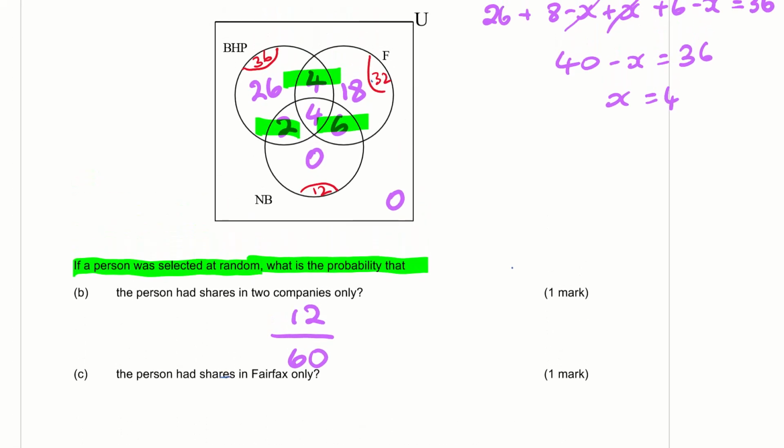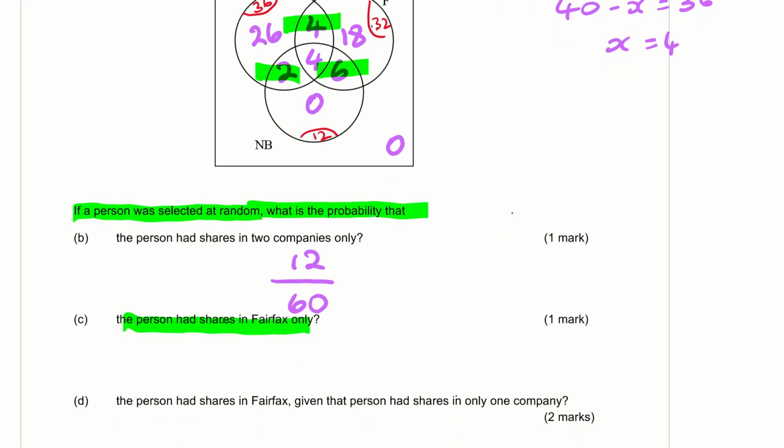Then we have the person had shares in Fairfax only. Well, we can see from our diagram that that's 18 people. So that is 18 out of 60.